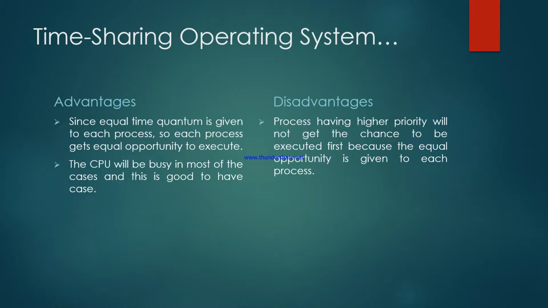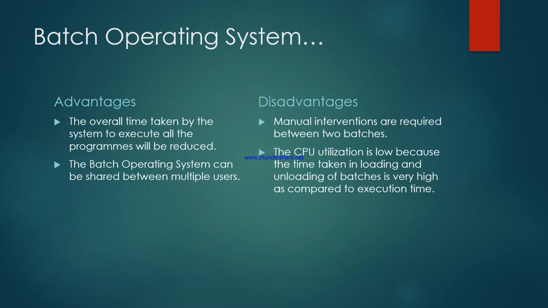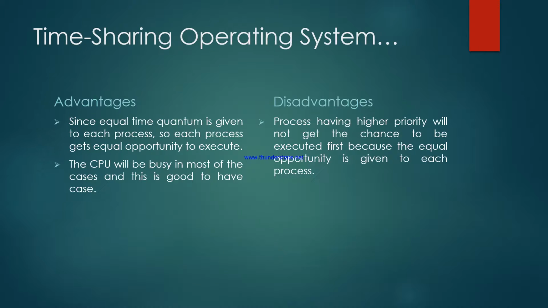There are some advantages as well as disadvantages of this time sharing operating system also. The first advantage is, since equal time quantum is given to each process, each process gets equal opportunity to execute. So there will not be the possibility of hanging. The second advantage is the CPU will be busy in most of the cases, and this is good to have. In batch operating system, CPU utilization is low, but in time sharing we have increased the CPU utilization.